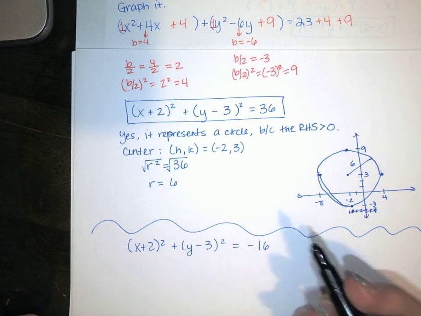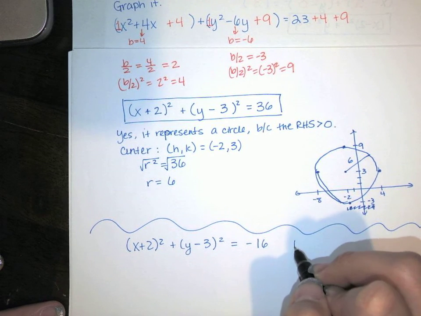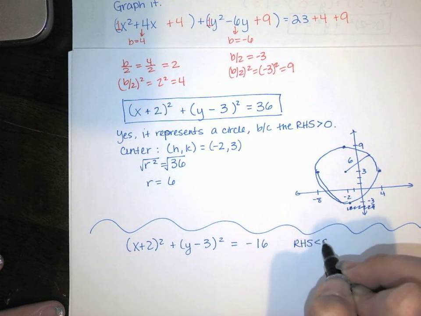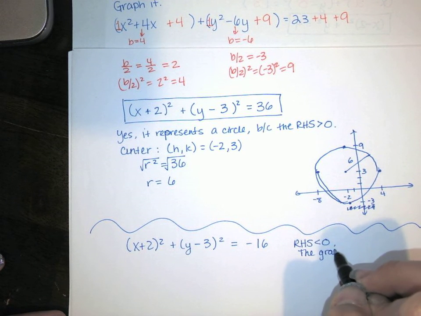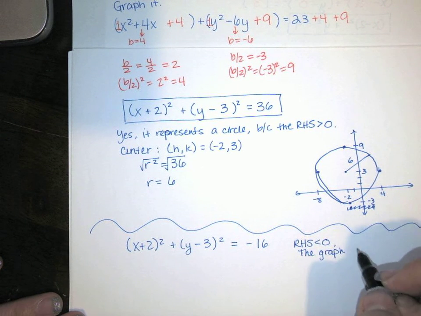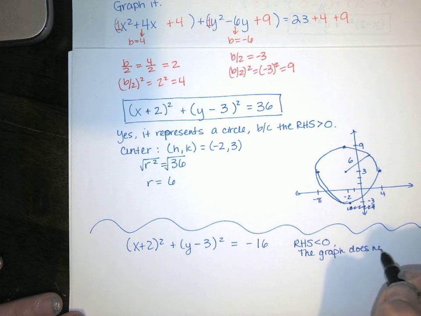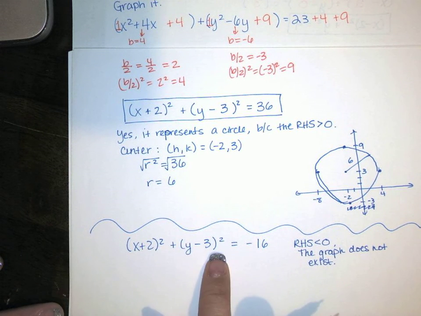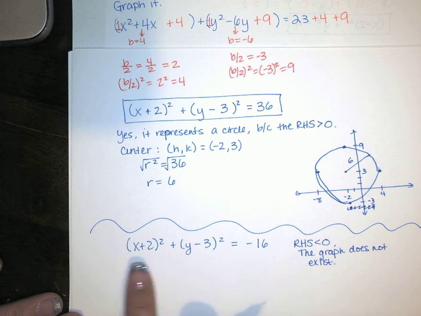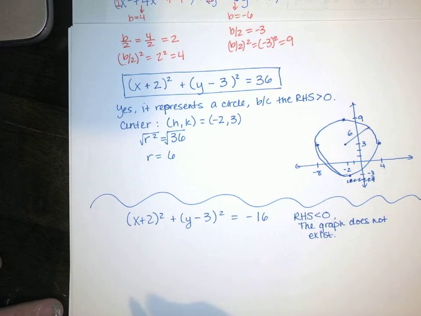Say no. So if the right-hand side is negative, the graph, some authors say the graph is non-existent. I'm going to say the graph does not exist. There are no xy points that will satisfy this equation and give you a negative 16.